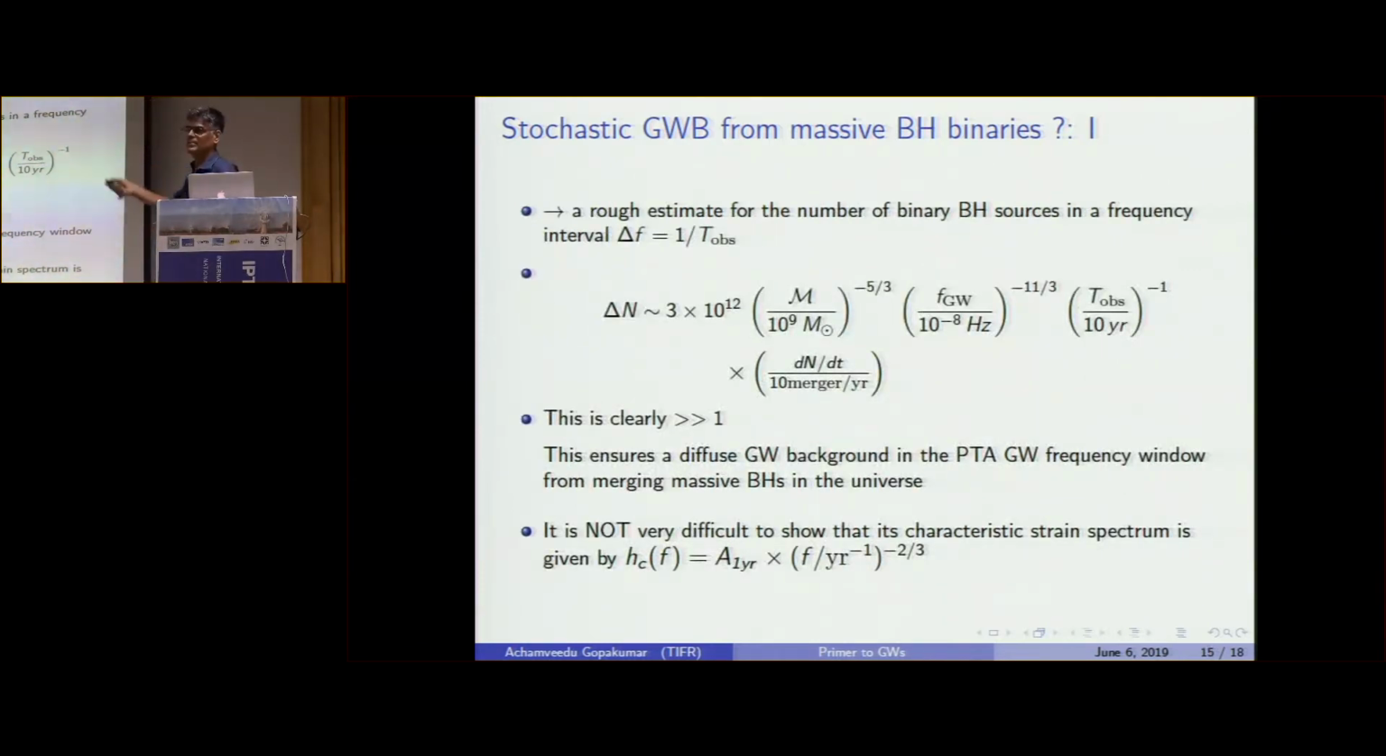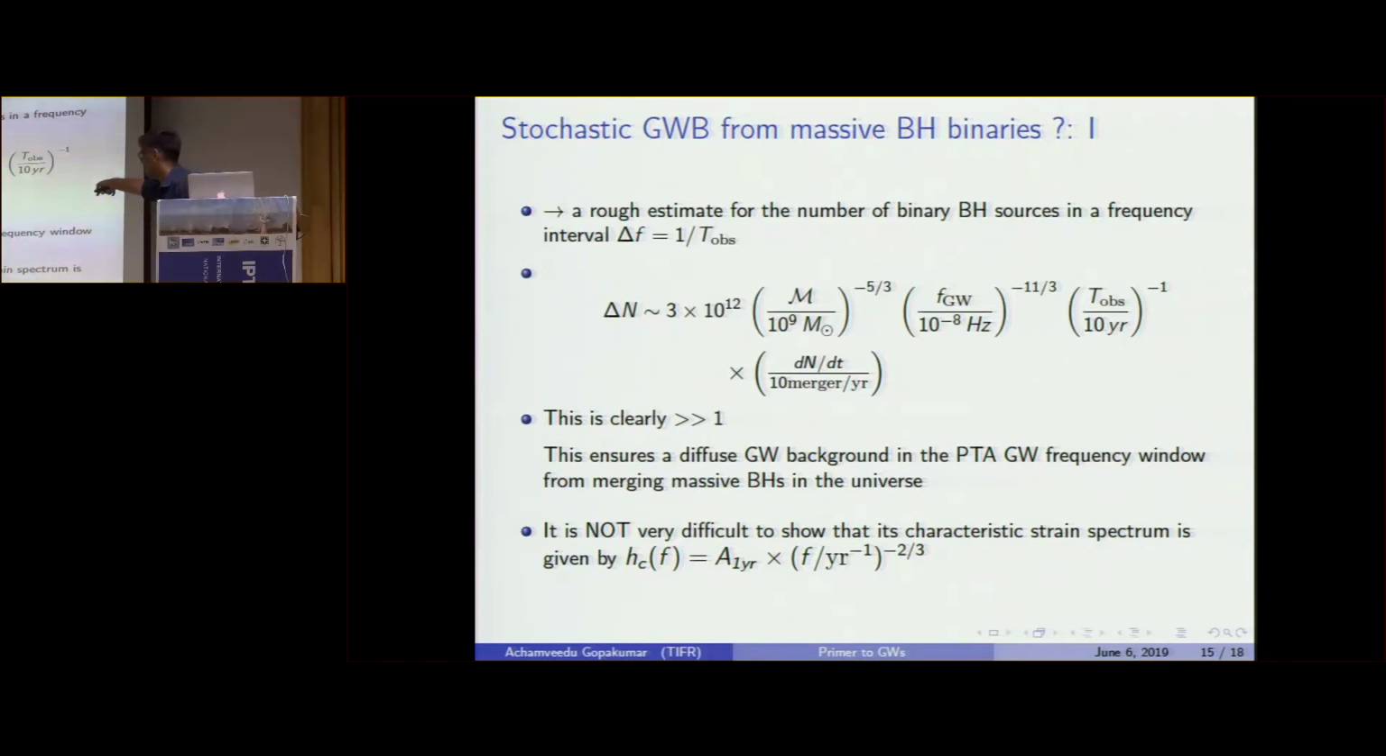So then you scale this, which is something astrophysicists do all the time. And delta f is 1 over t observed. So if you put the chirp mass around a billion solar masses, the observational frequency around 10 raised to minus 8 hertz, t observed around 10 years, and assume there are 10 mergers of big black holes per year in the universe, then you find the number of sources is around 10 raised to 12.